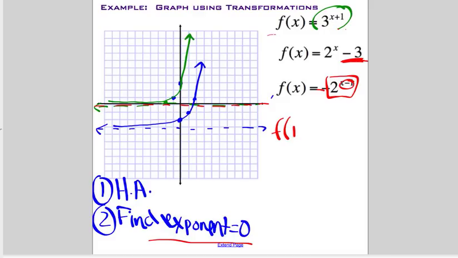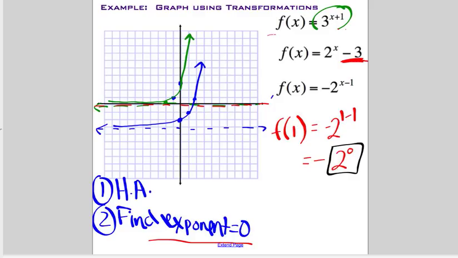So I'm going to plug in 1 because that's when my exponent will be 0. And I get negative 2 to the 1 minus 1. Again, we do the exponents first, and we're going to do negative of 2 to the 0 power. Again, we do 2 to the 0 power first, and we get negative 1, because 2 to the 0 is 1, and then we throw the negative on it. So my first point that I'm going to graph is at 1, negative 1.